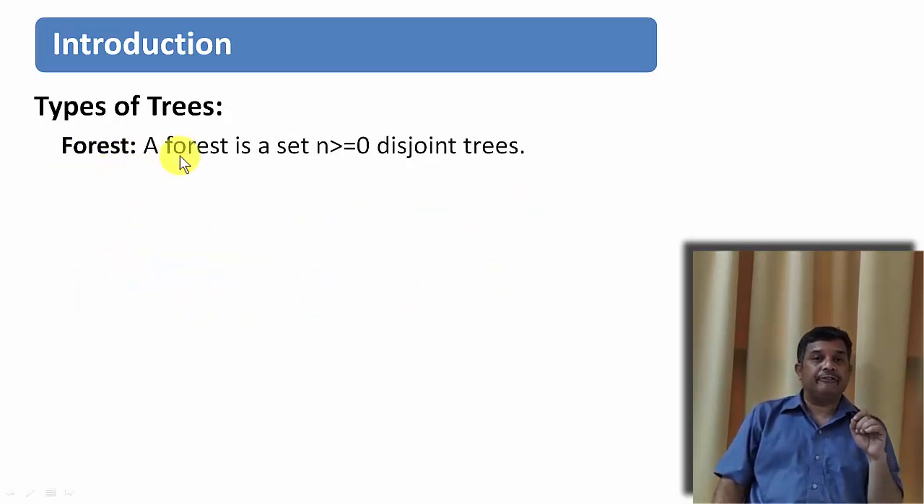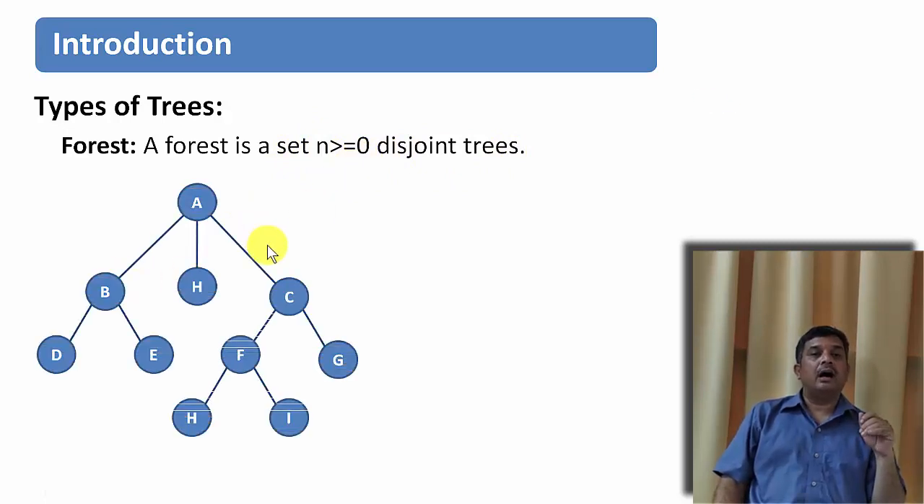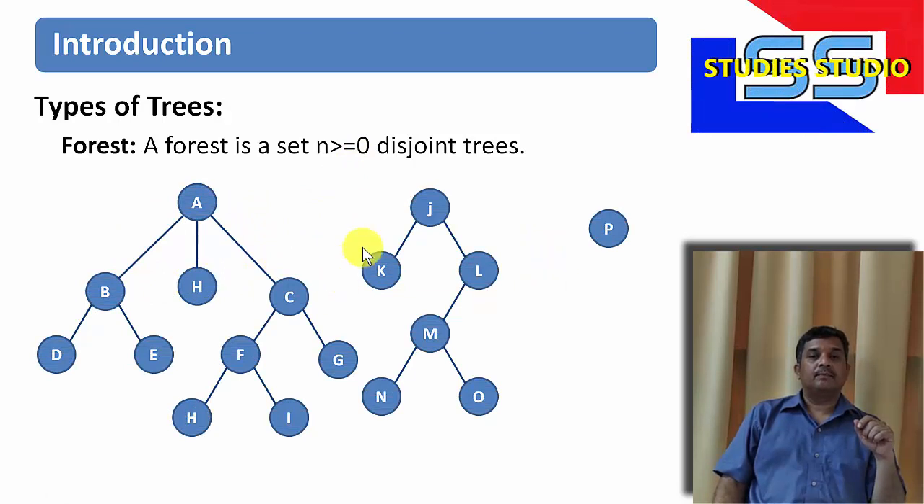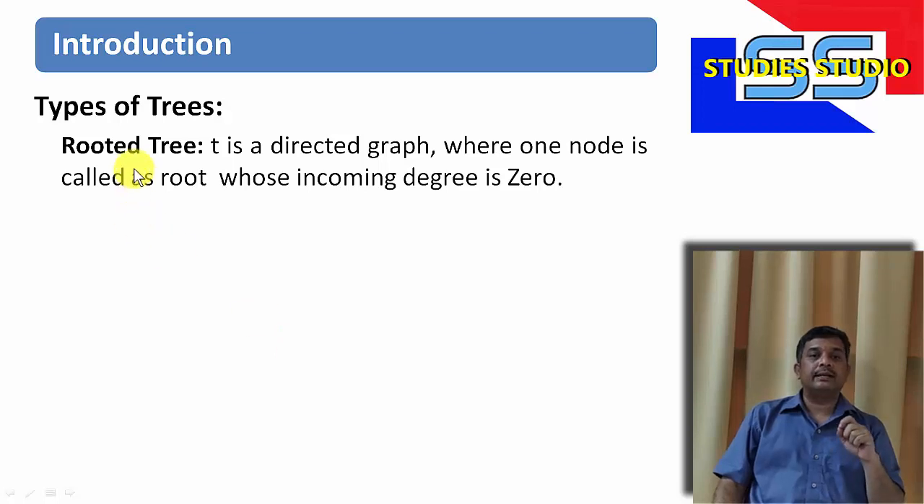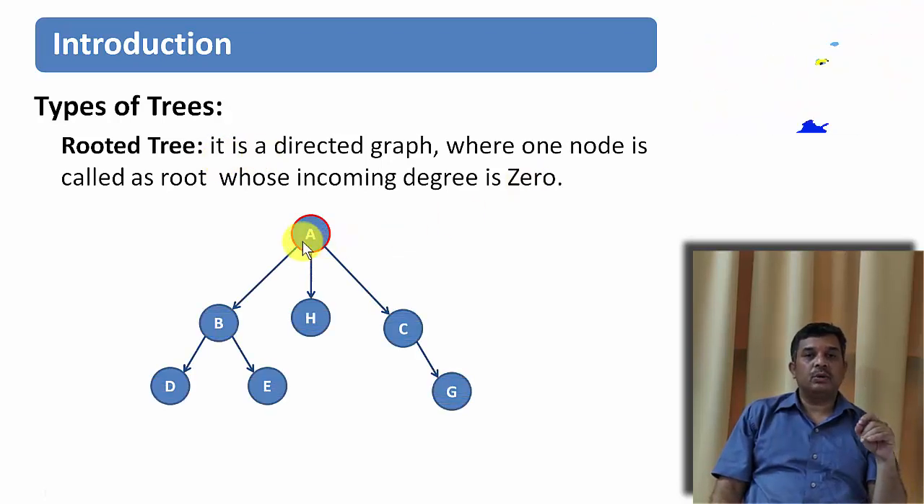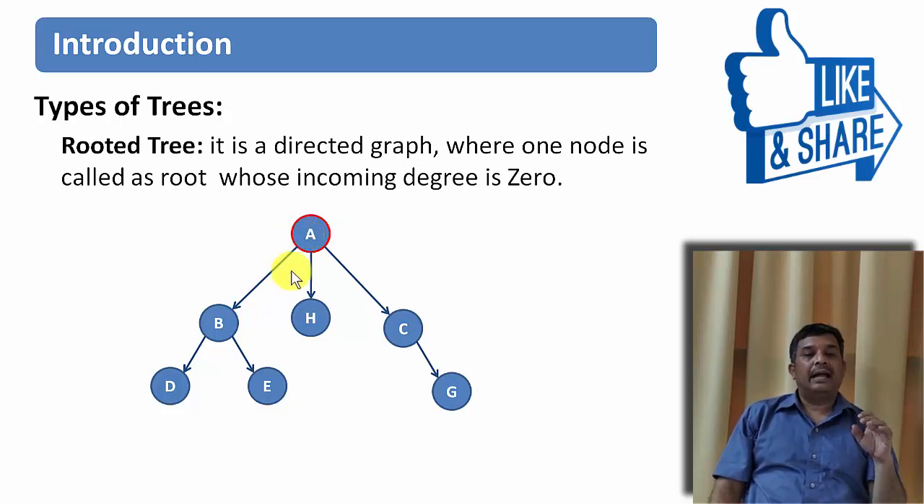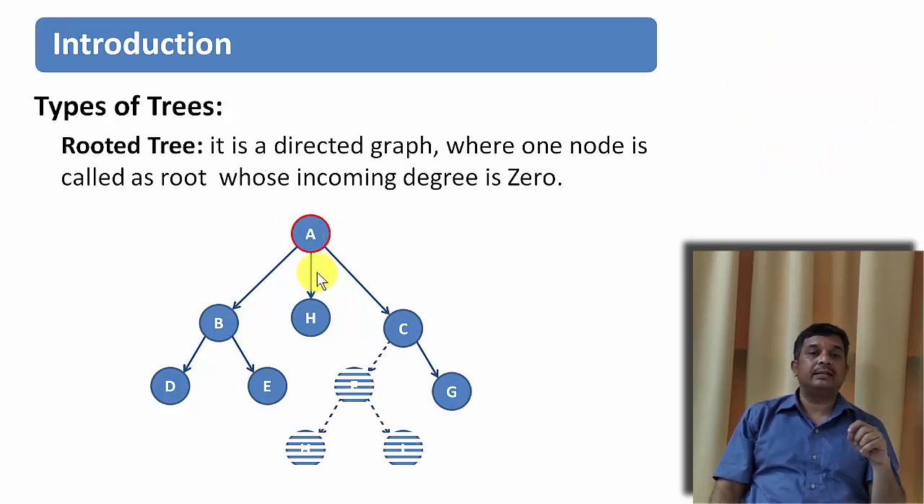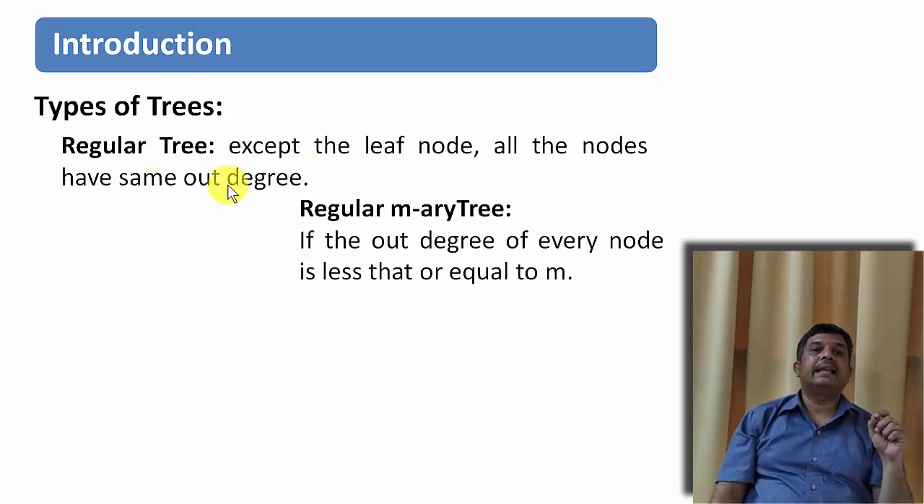The next type of tree is a forest. A forest is a set of disjoint trees where n is greater than or equal to 0. This collection of trees is called a forest. So there is more than one tree available here. The next definition is rooted tree. It is a connected graph where one node is called the root and its incoming degree is 0. So for this particular node, there is no incoming edge. So this is called a root, and this kind of tree I'll call a rooted tree. The next definition is regular tree.